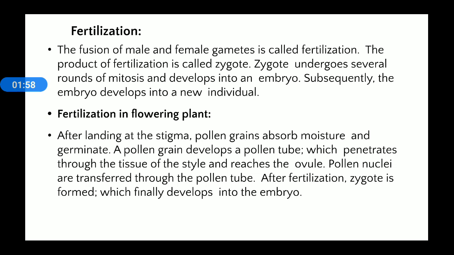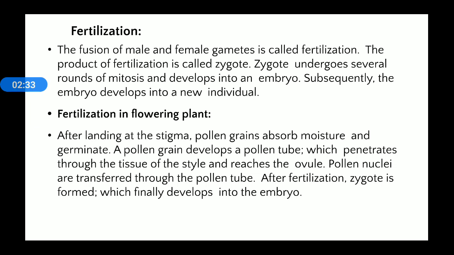In the anther, pollen grain formation takes place, and in the stigma, style and ovary, female gametes are produced. The male gamete is transferred onto the stigma, and this process is known as pollination. It was already covered in the previous slide: the transfer of pollen grain from anther to stigma is known as pollination. So after the pollen grain lands on the stigma, what changes take place, and what is the mechanism of fertilization in flowering plants?